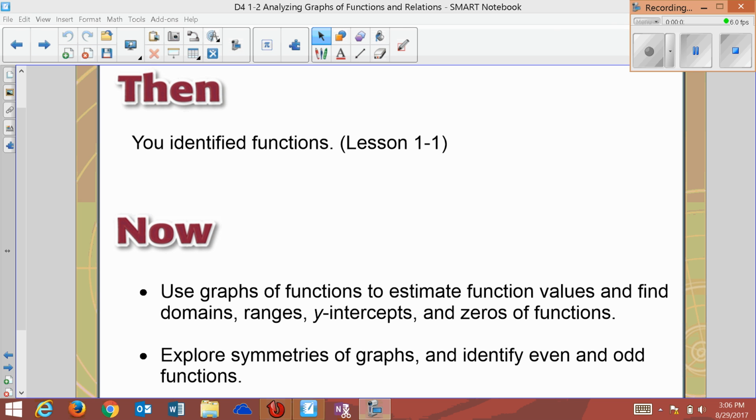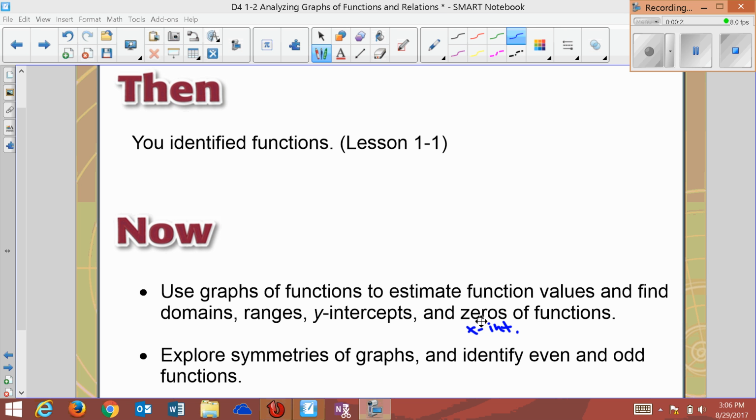Welcome to a very important day for us as we move through pre-cal. What we've done in the past is we identified functions, specifically in our last lesson. Today, we're going to look at things called domain and range. It's very important. We'll also talk about y-intercepts and zeros, which is basically x-intercepts. And we're also going to talk about symmetry, even and odd, and how it can be rotated or flipped, things of that nature.